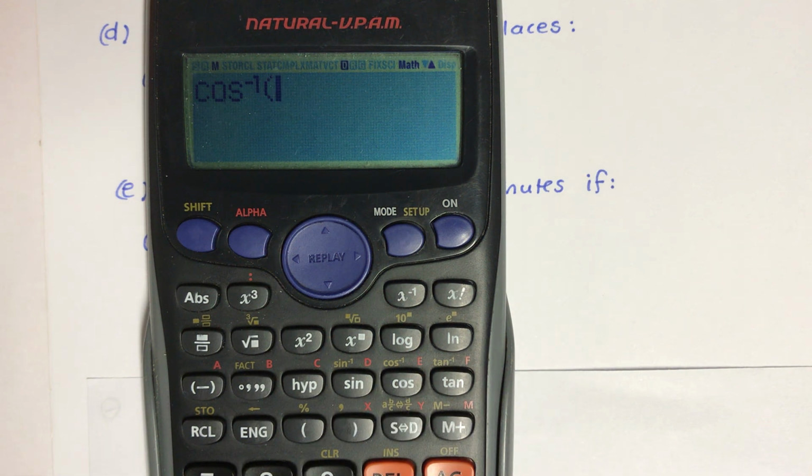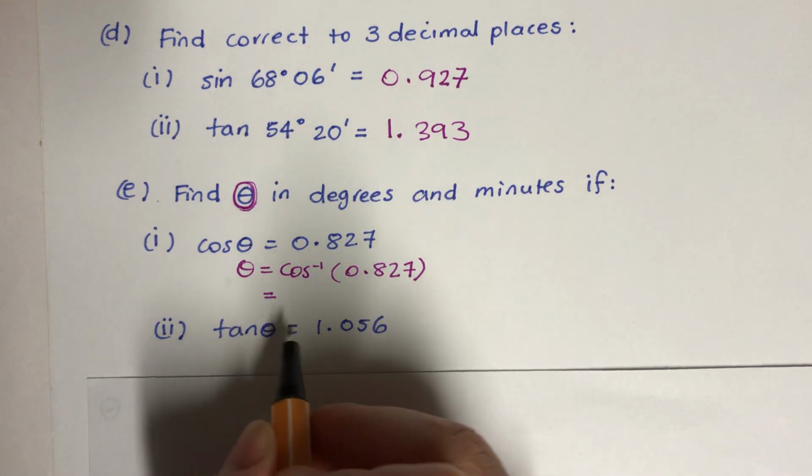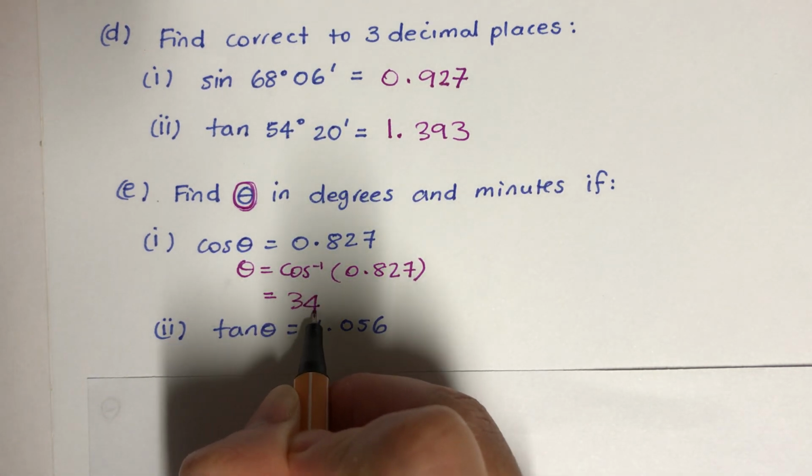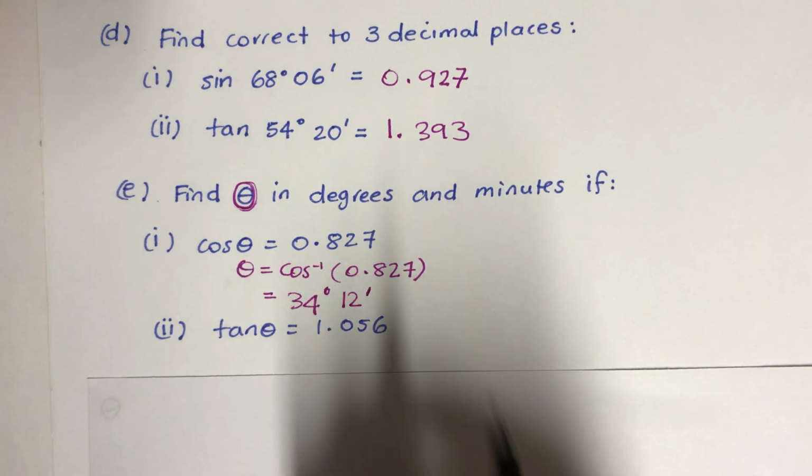Okay, so I'm going to put 0.827 equals. Now we need to write it in degrees and minutes, and this is in decimal. So what do we press? DMS button. So it'll be 34 degrees and 12 minutes and 29.56 seconds, but we only need up to minutes. So the answer should be 34 degrees and 12 minutes.